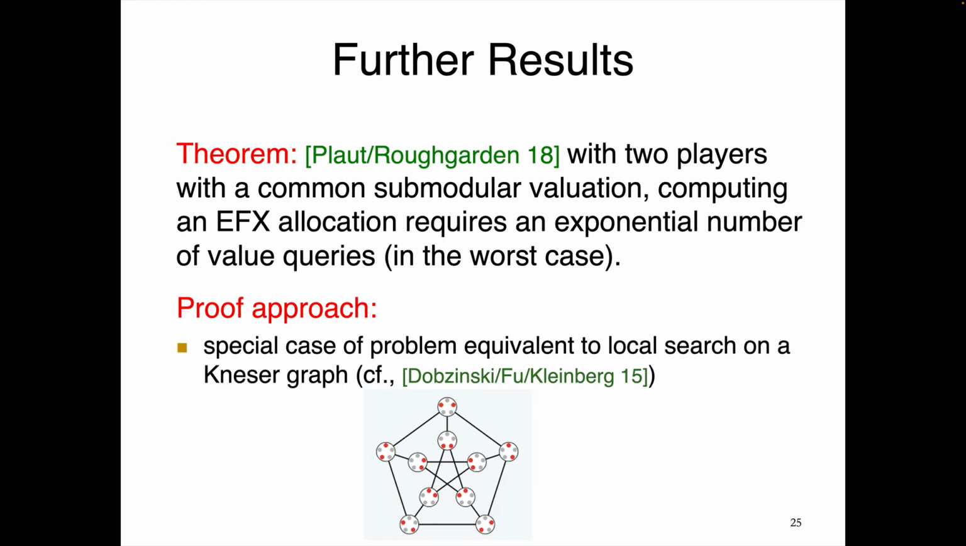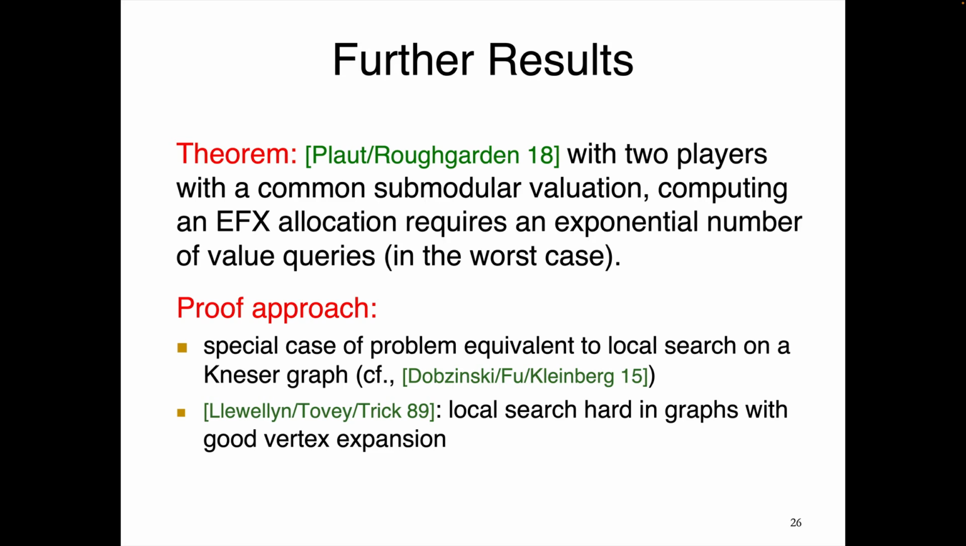There's an old result by Llewellyn, Tovey, and Trick, who show that if your graph is a good vertex expander, even if it has bounded degree, local search is hard. That's deterministic. Everything I'm saying right now is deterministic. Because this is a query complexity lower bound, randomization doesn't make that big a difference. It's kind of black box; the deterministic lower bounds become not quite as good, but still exponential lower bounds for randomized algorithms. So I'm going to just focus on deterministic.